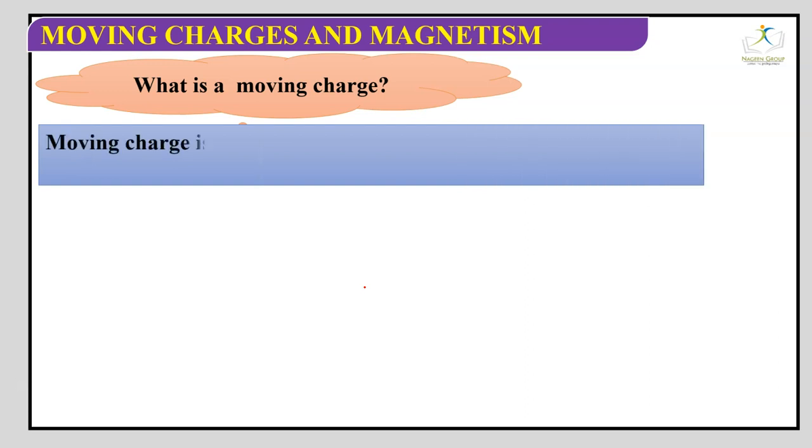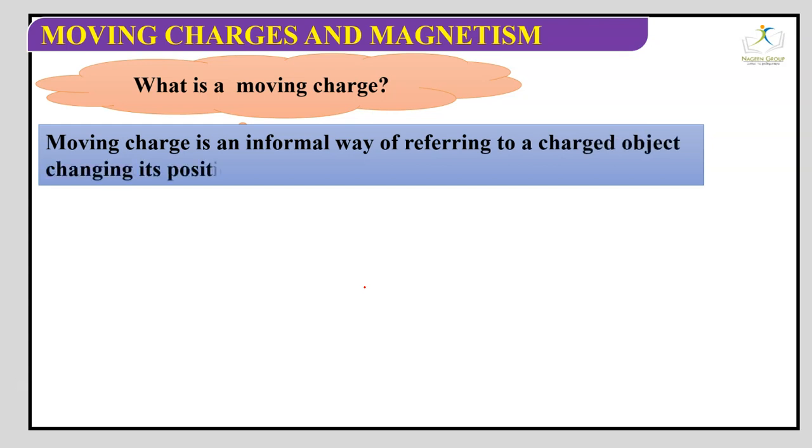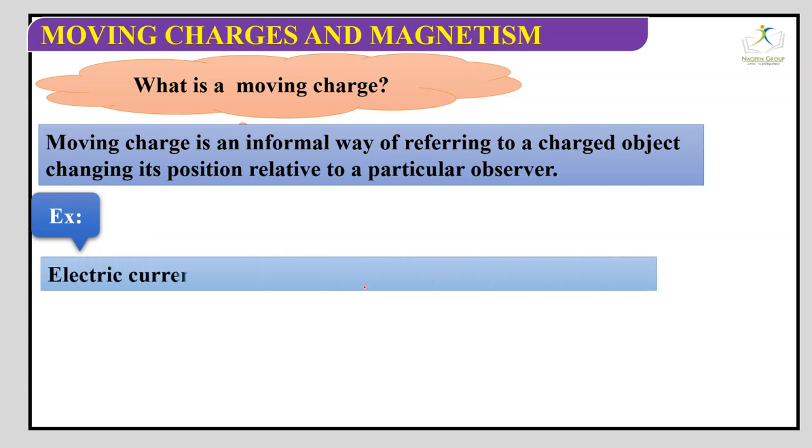So, what is a moving charge? As we saw in electrostatics, charges are at rest. So what is the meaning of a moving charge? A moving charge is an informal way of referring to a charged object changing its position relative to a particular observer. For example, electric current is a common example of a moving charge. When charges start to flow, the directional flow of charge produces a current. So this is a moving charge.